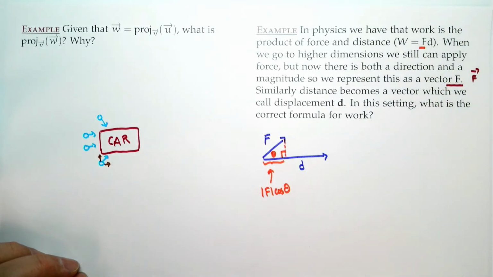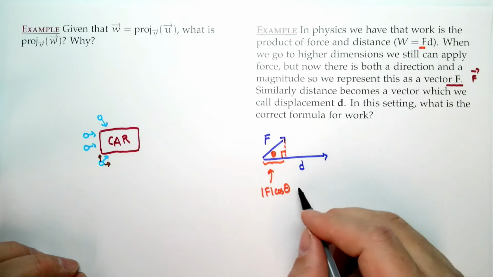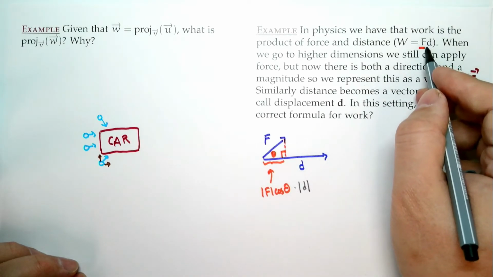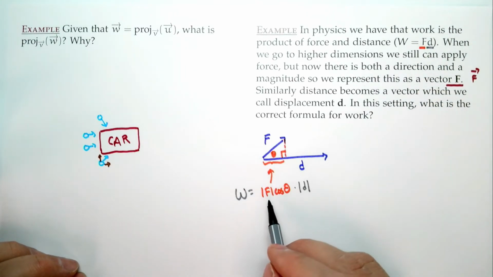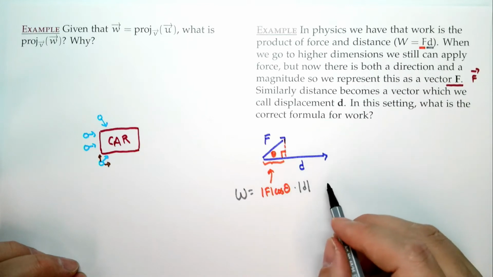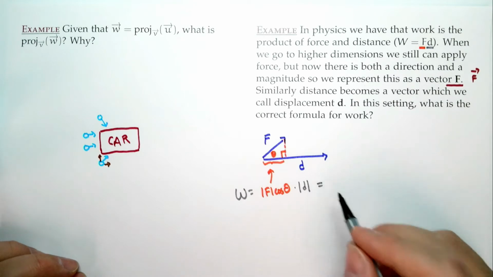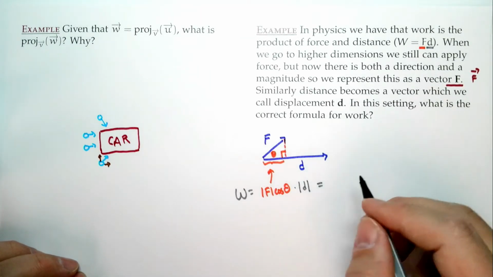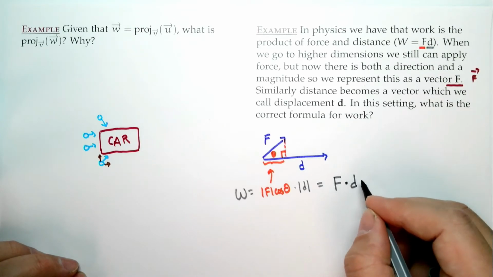Well, what's our distance going to become? Our distance is how much the displacement changed. So that's going to be the size of D. So the magnitude of D is D. So this is our work: size of F, cosine theta, times size of D, where theta is the angle between D and F. Aha! Well, that's the dot product. Magnitude of the vectors, cosine of the angle between them. So this is F dot D.